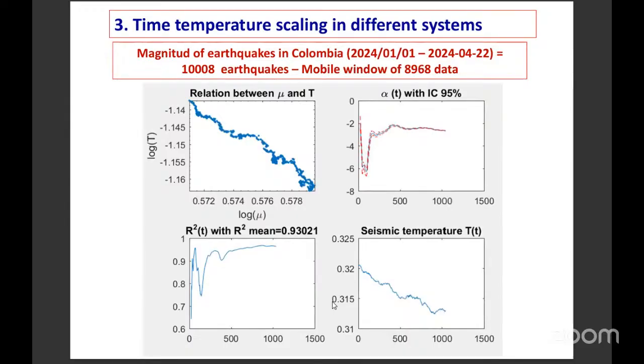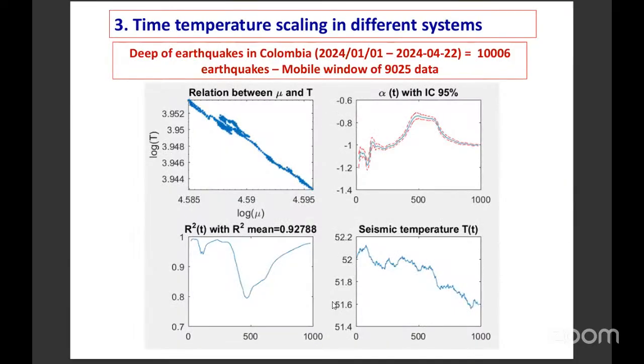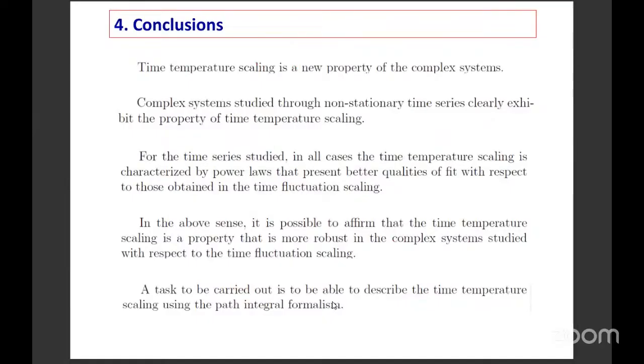This is the case of the magnitude of earthquakes, and this is the case of the depth of earthquakes in Colombia for the same period. This is the R squared mean for the time fluctuation scaling, and this is the R squared mean for the time temperature scaling. You can see that in all cases the time temperature scaling is more robust with respect to the time fluctuation scaling.